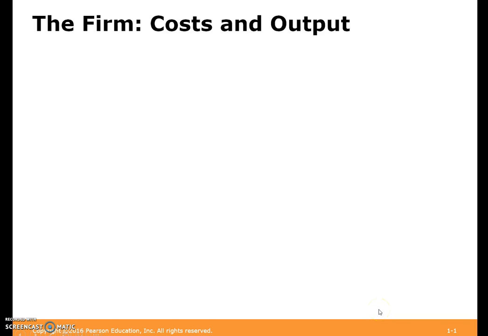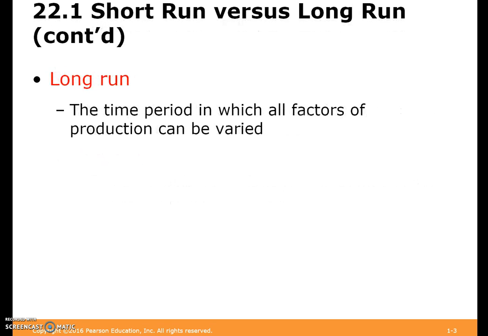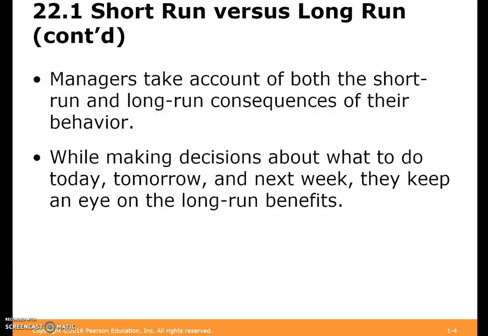Welcome back, everyone. Today we're going to talk about costs and output of the firm. First, we're going to talk a little bit about the difference between the short run and the long run for a firm. In the short run, it's just a time period when at least one input, like plant size or capital, can't be changed. Plant size you can think of like the physical size of the factories that a firm owns and operates to produce its output, while long run is the time in which all the factors of production can be varied.